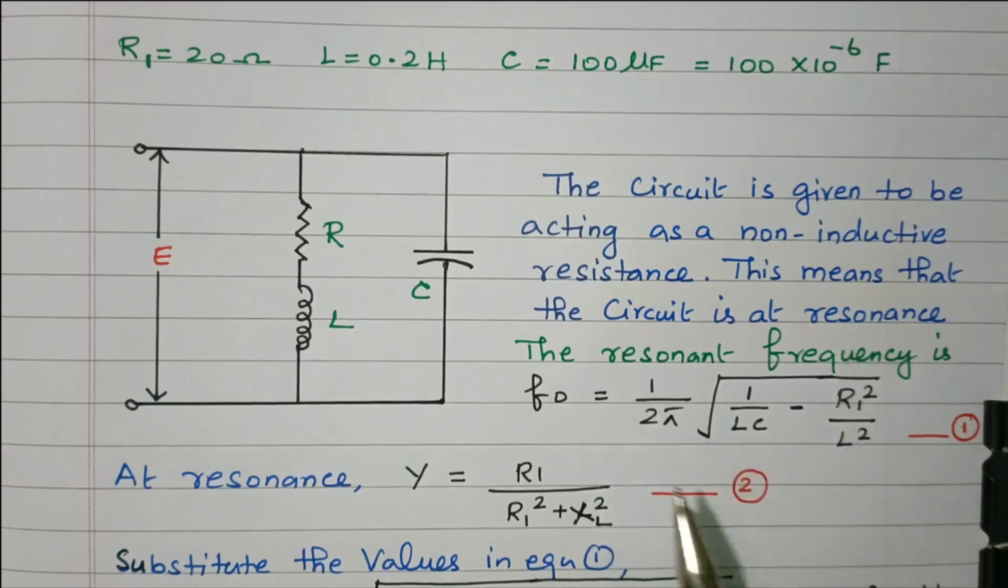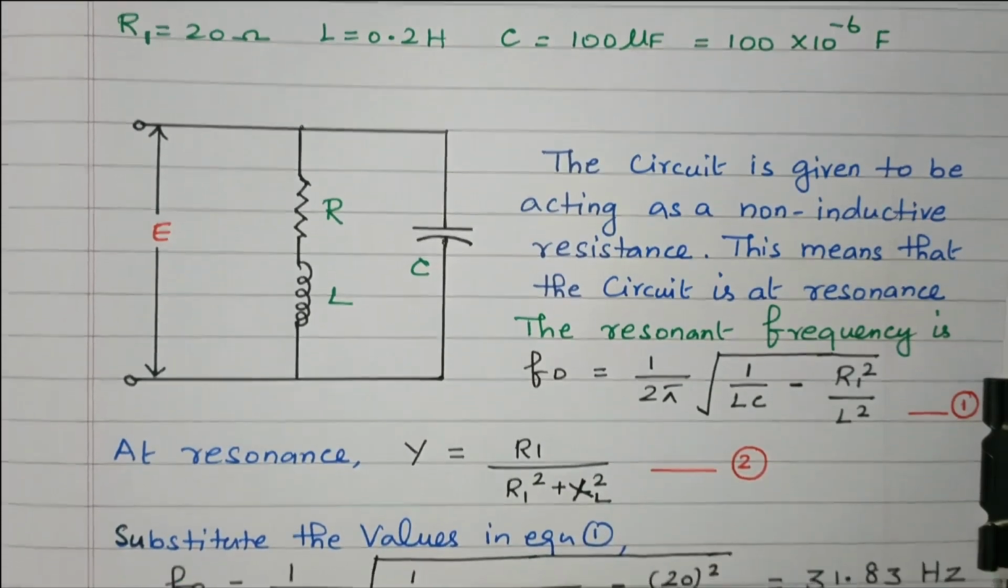So the resonant frequency is F0 equal to 1 divided by 2 pi square root of 1 divided by LC minus R1 square divided by L square. This is the resonant frequency. We'll take this as equation number 1. So at resonance condition, Y equal to R1 divided by R1 square plus XL square. We take this as equation number 2. This is the resonant condition.